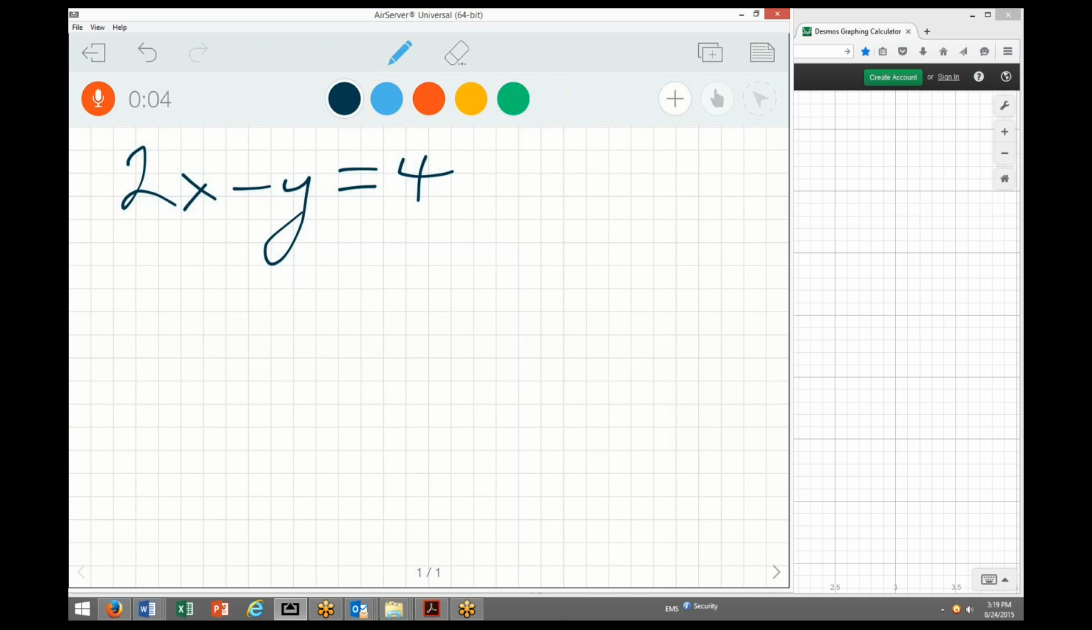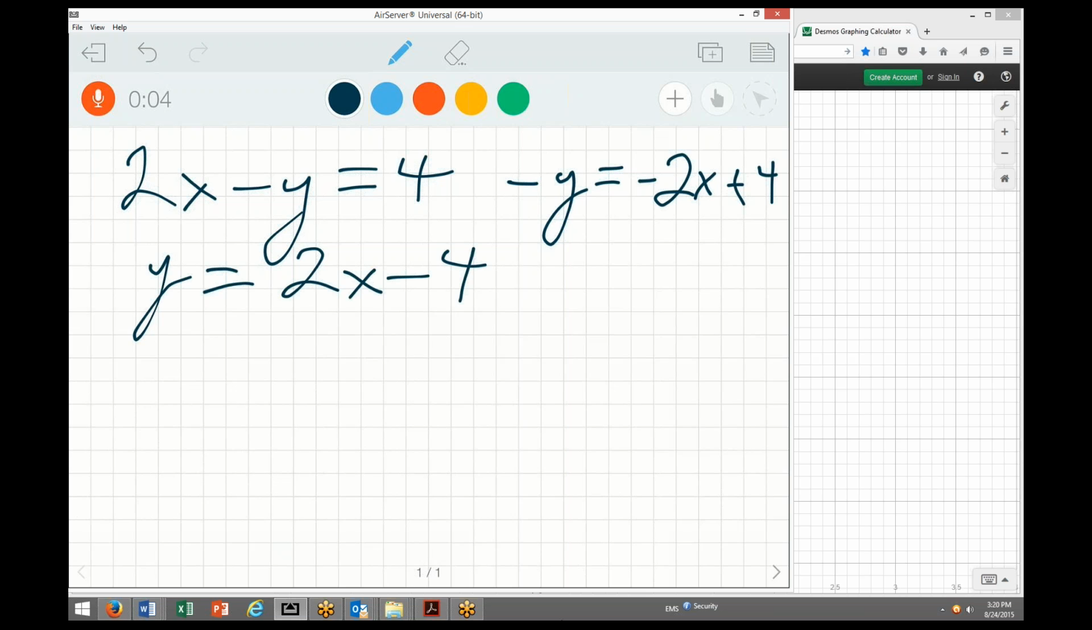2x minus y equals 4. If I subtract 2x from both sides, I will get that negative y equals negative 2x plus 4. A little bit rough on the plus sign there, but that's what it is. And now if we simply multiply that entire equation by negative 1, change the sign of every term on both sides of the equation, we'll end up with y equals 2x minus 4.